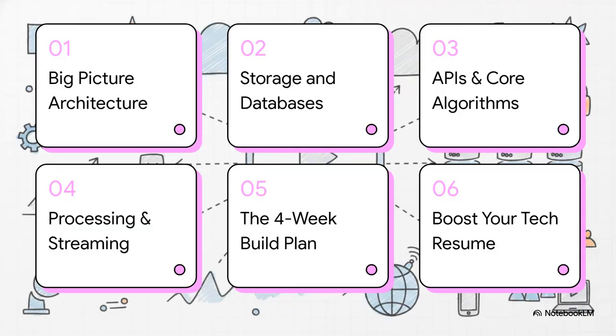So here's our game plan for this explainer. We'll start with 1, the big picture architecture, move into 2, data storage and databases, and then cover 3, APIs and core algorithms. After that, we'll dive into 4, video processing and streaming, map it all out with 5, the 4-week build plan, and wrap up with 6, boosting your tech resume. We're going from high-level design straight down to the exact bullet points for your next interview.